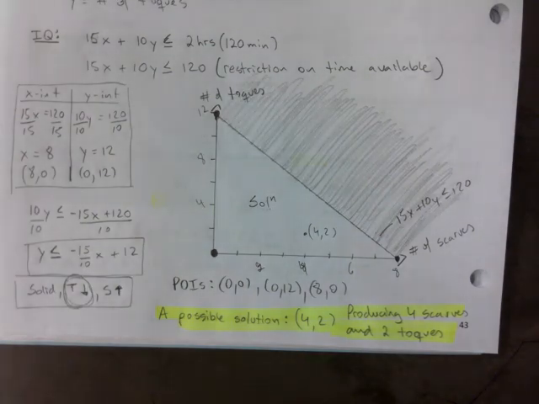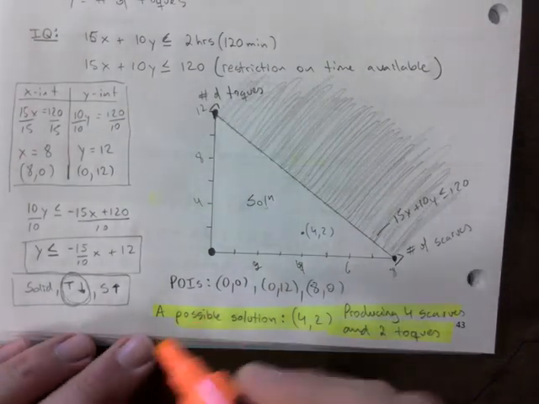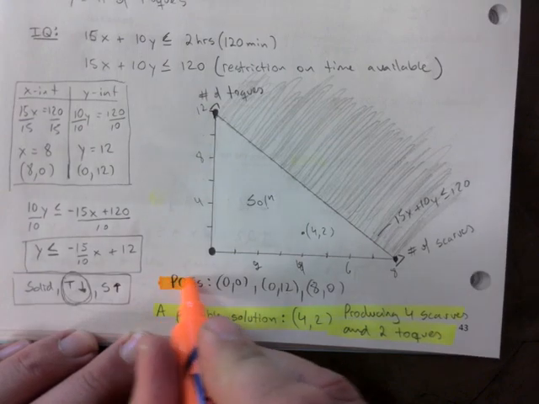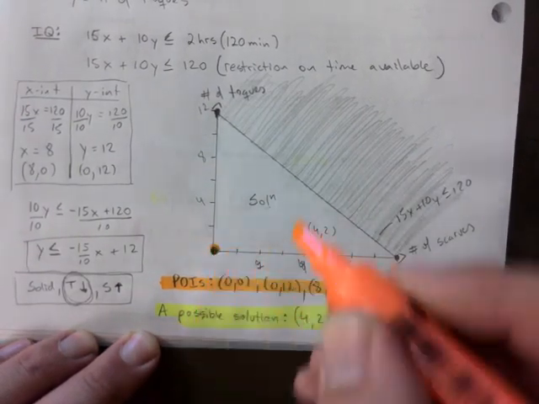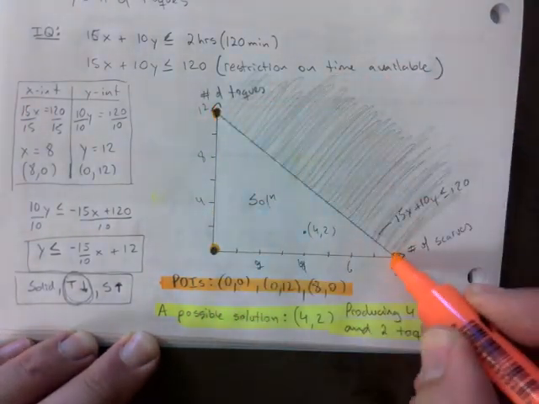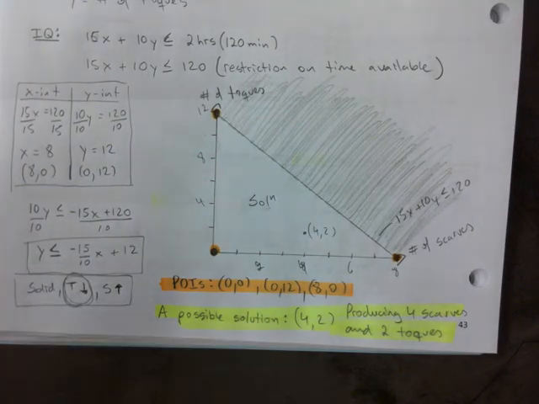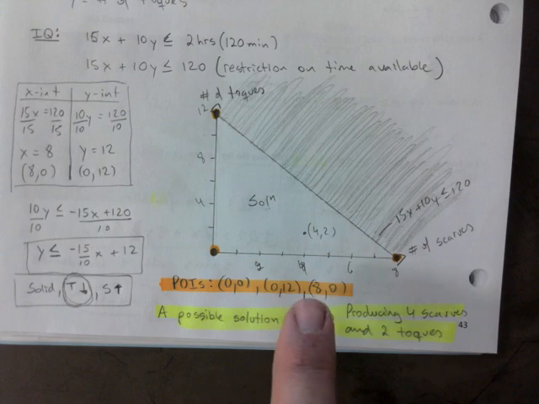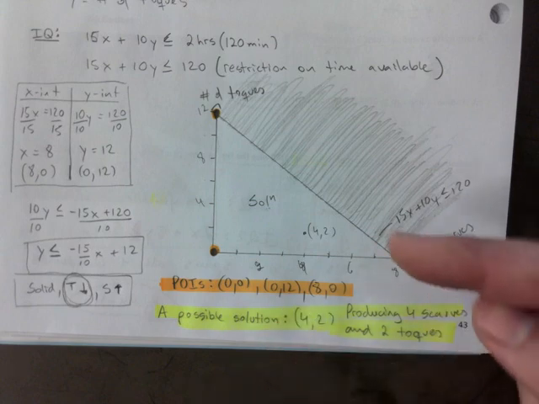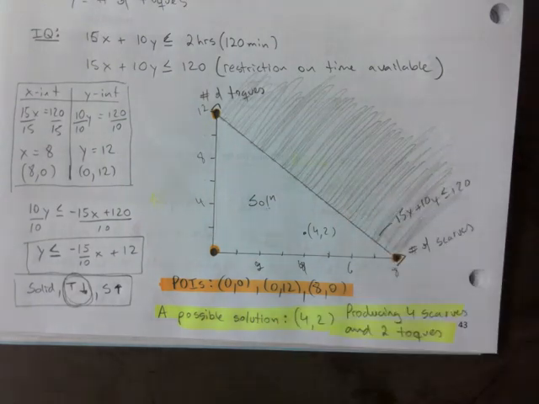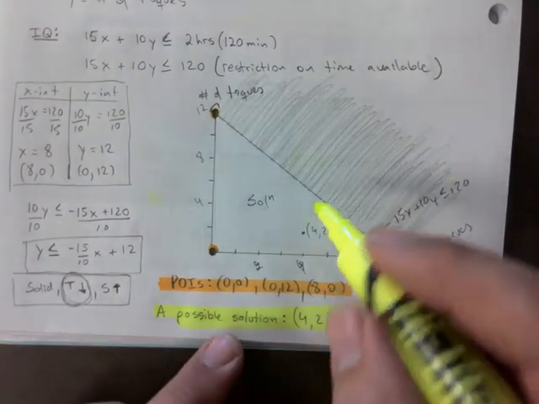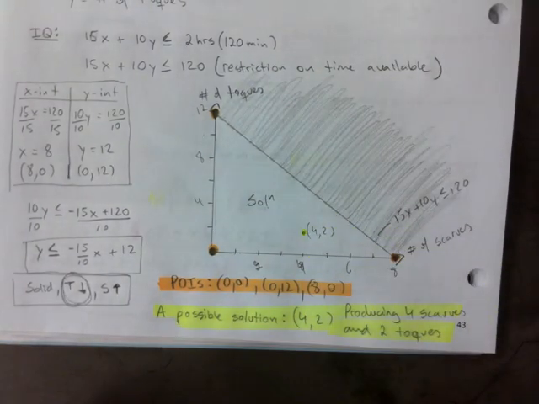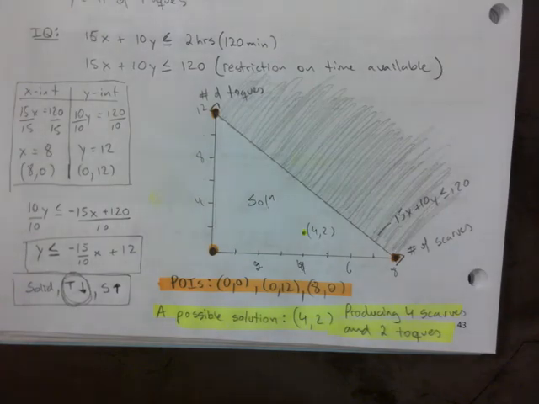And the POIs, I'm going to give that a different color. And why didn't you stick to just your POIs as a possible solution? Because I want you to know that it doesn't just have to be the corner points. It can also be anything inside the solution region. So that point right there is my one possible solution.